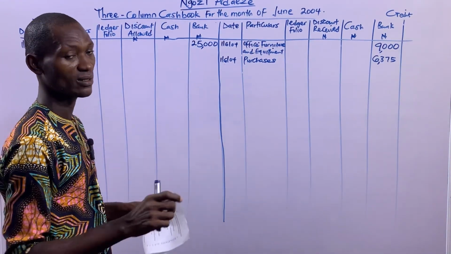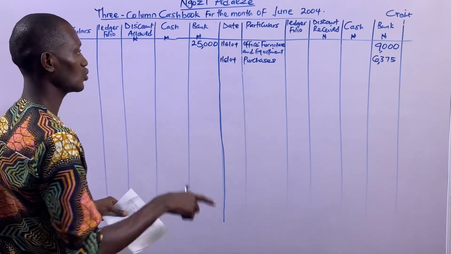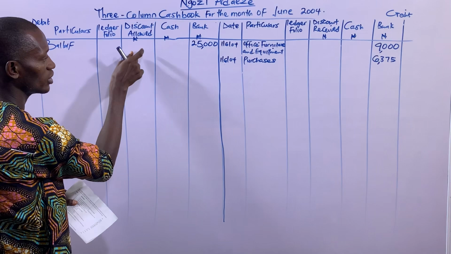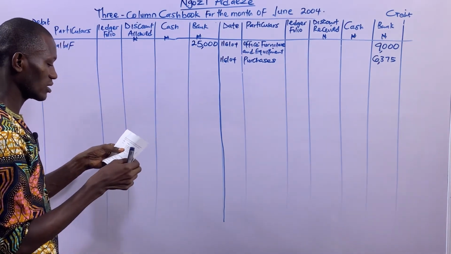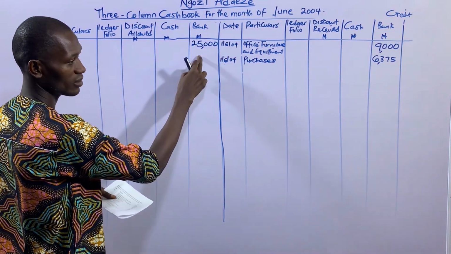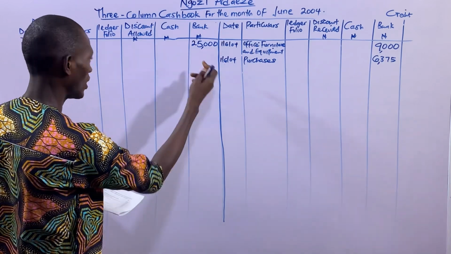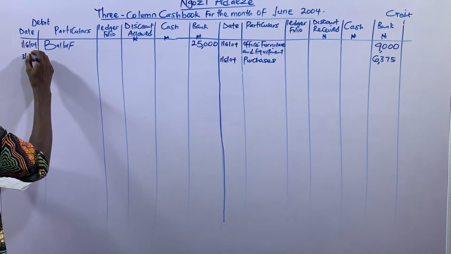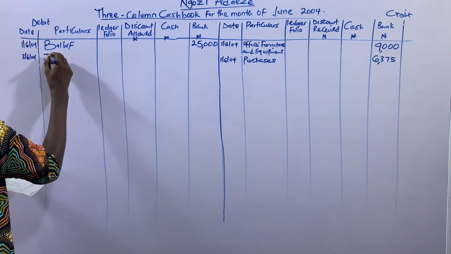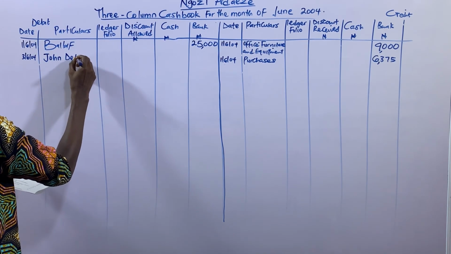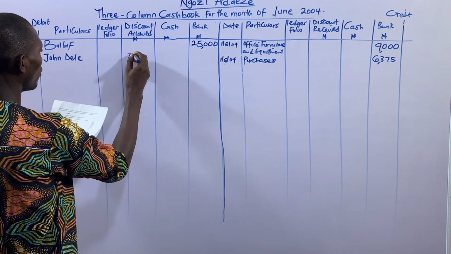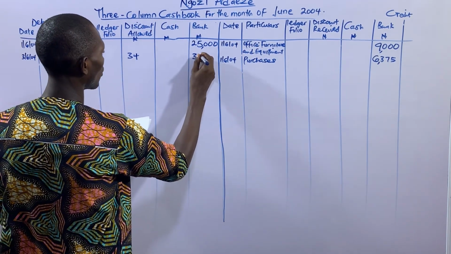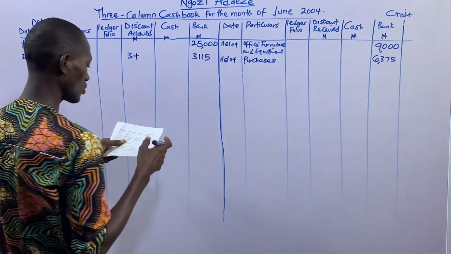Then the discount that Ngozi allowed to John Daly is 34. So under the discount, we are going to put that 34 here. Then the amount that was received, which is check, will be under bank, which is 3,115. That's what we have. So the date is 3/6/04. So the particular is John Daly. Then the discount is 34, and the check is 3,115.